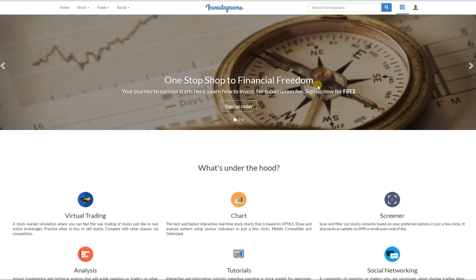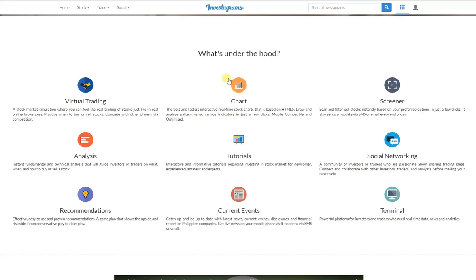So today we're going to talk about basic charting. First, just go to Investagrams.com, and once you're here, you will arrive at the landing page seeing our features, okay? In this website, we have different tools that can help you with your trades. And if you want to practice, there's also virtual trading. But first, let's focus on the charts, okay?